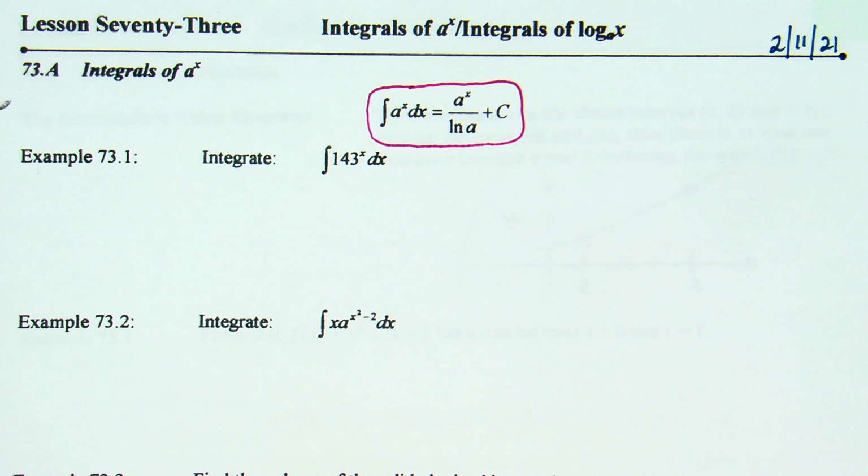Okay, so integral of a to the x. So we're talking about those exponential functions, right? 2 to the x, 3 to the x, 4 to the x, just not e to the x. Although technically, guess what? E to the x could fit these rules. Okay? So, integral of a to the x is a to the x divided by natural log of a. And of course, if it's indefinite, plus c.